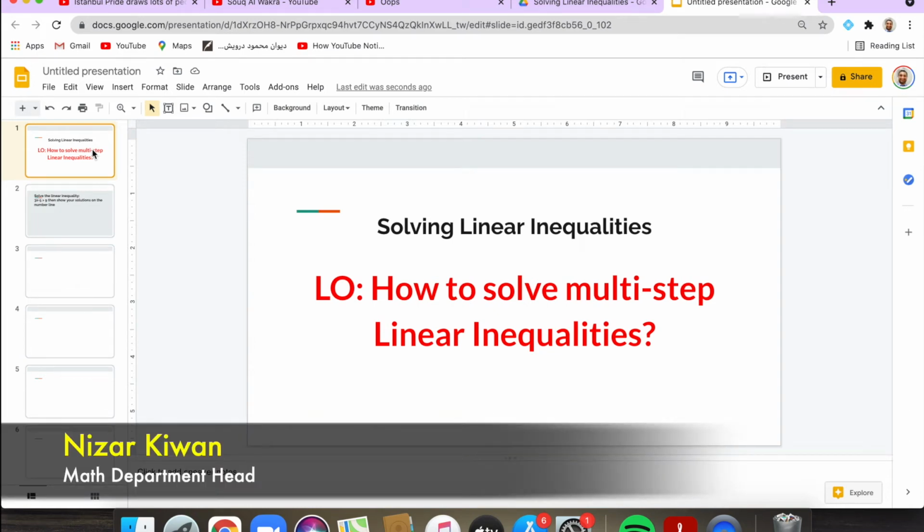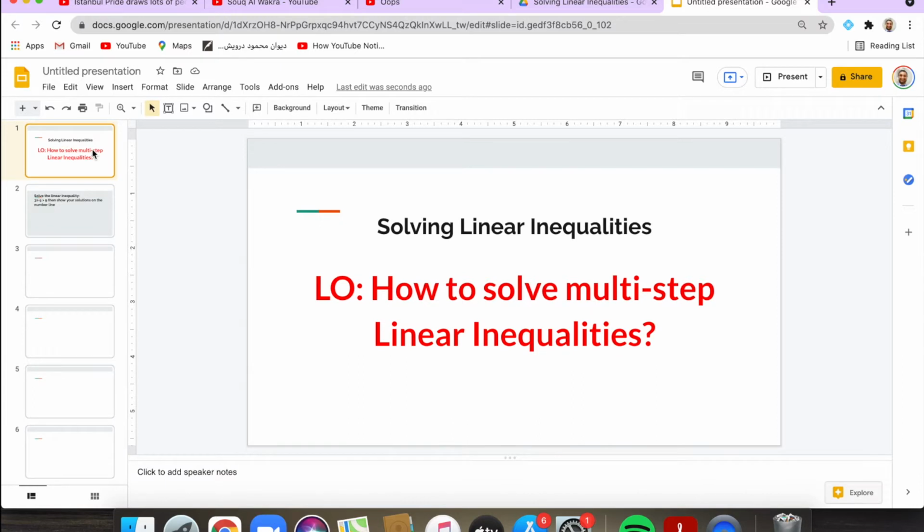Today I'm going forward on solving linear inequalities. I taught you the basics yesterday. Remember that x should be on your left side and the number should be on your right side.